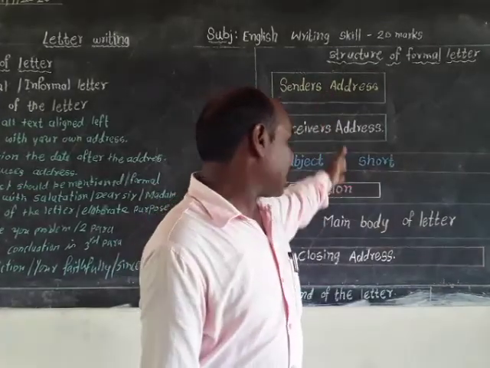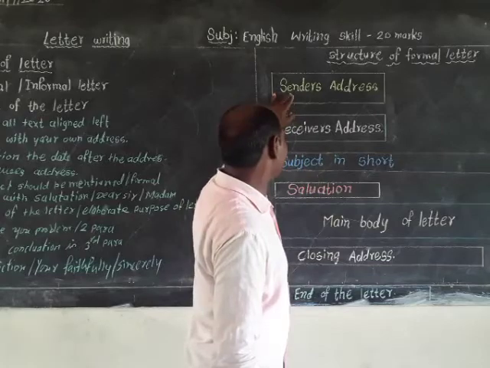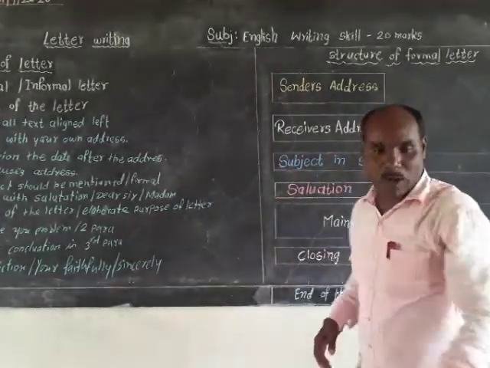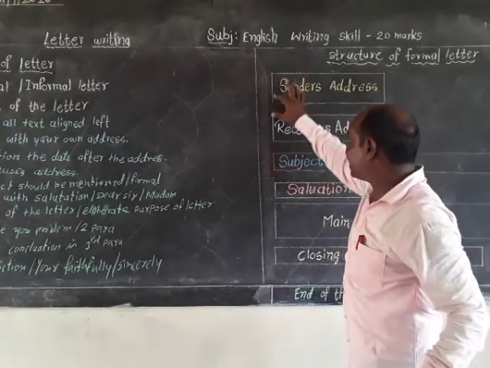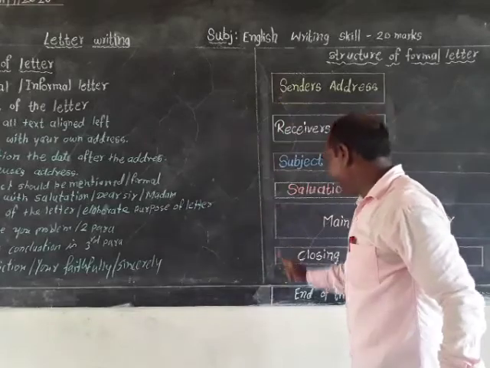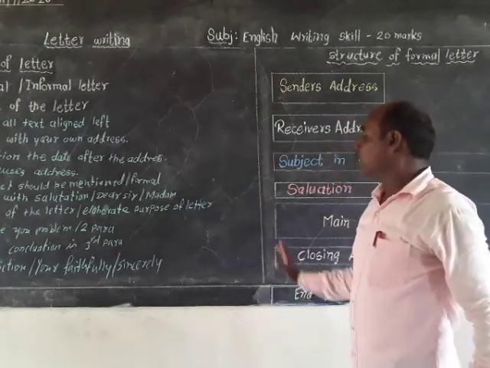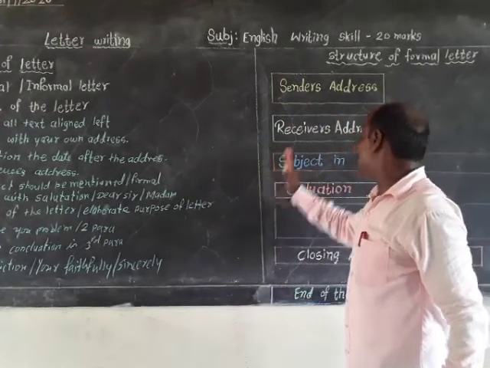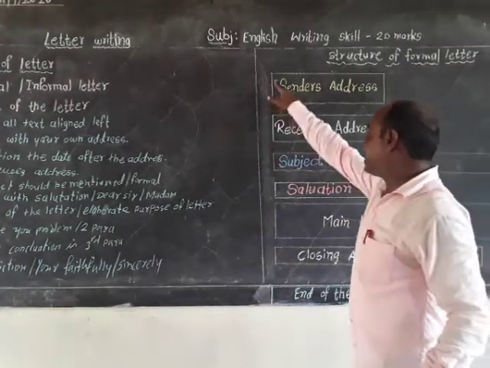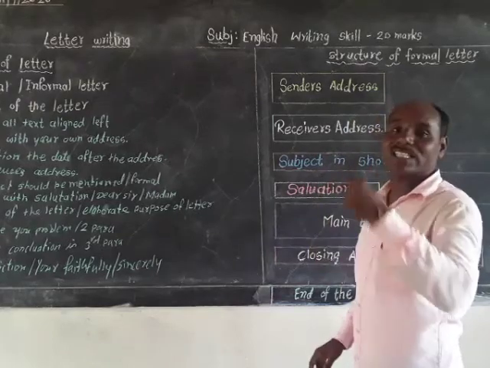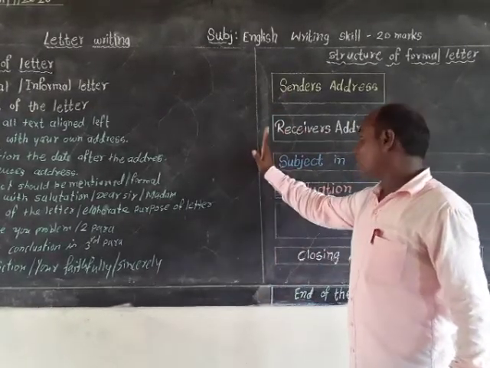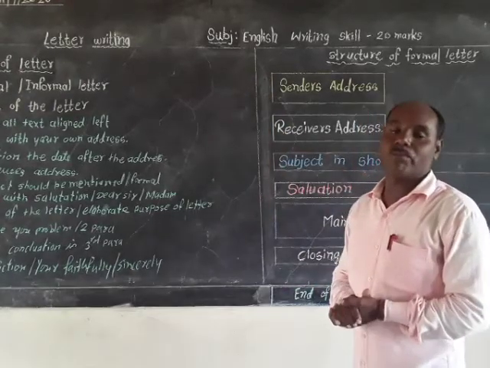So the structure of the formal letter is given, sender's address. So it should be written. See, if you imagine or if you can see, whole boxes are given in a particular line. These are not here or there. This side can be changed, but this side should be complete in a single line, so that it will look very beautiful.